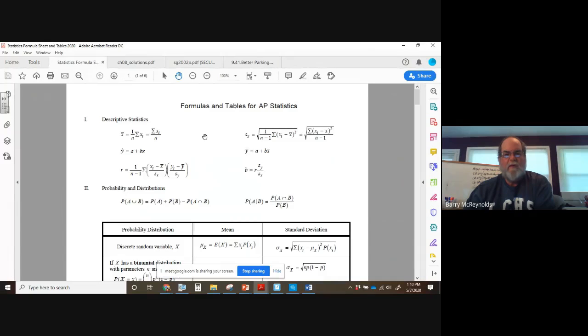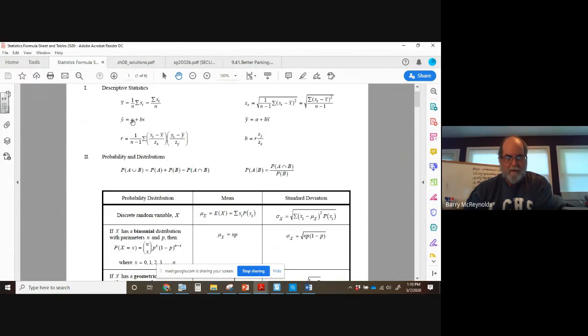And really, I'm just going to walk you through and talk to you about what we've covered and what we haven't. So the first part is descriptive statistics. We've talked about calculating mean and standard deviation already. These next four formulas deal with regression analysis, which we will cover early next week. That's the one topic that we have not talked about yet.